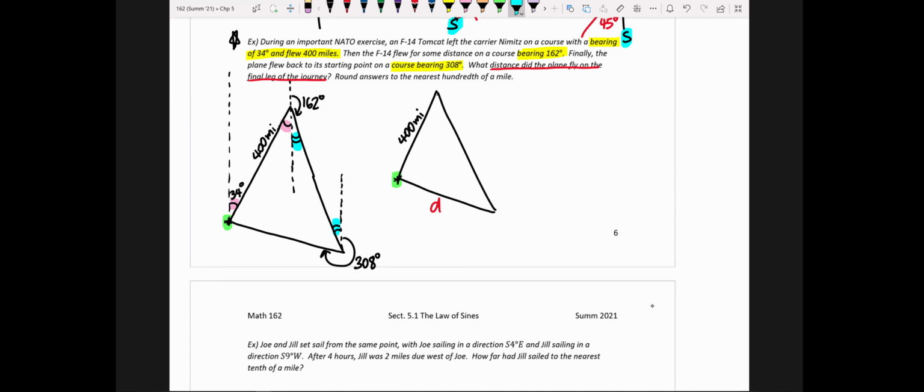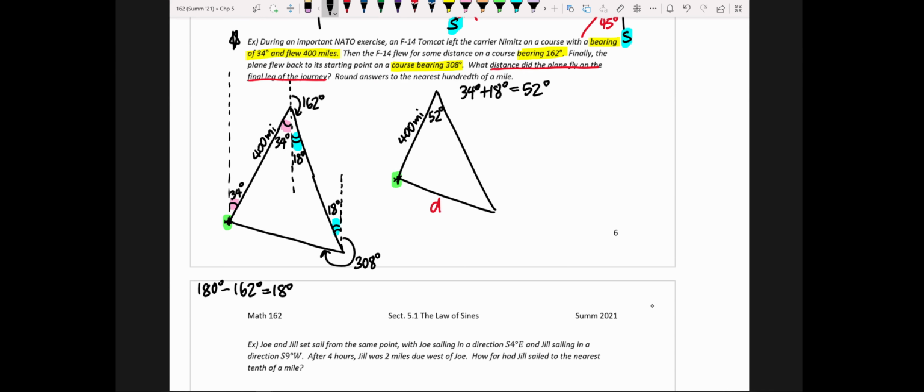Okay. So that means the pink ones are 34 degrees. And that blue one, 180 minus 162, that blue angle is 18 degrees. So the blue ones are 18 degrees. Okay, so that means we have one angle, 34 plus 18. So 34 plus 18 is 52 degrees. Okay, so far we have one angle, one side. We need one more angle.